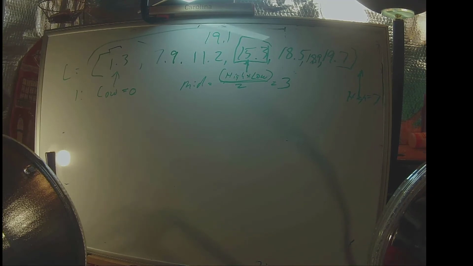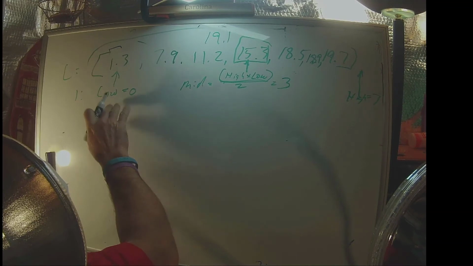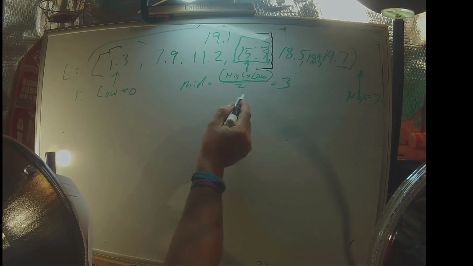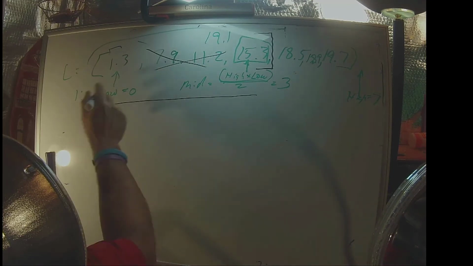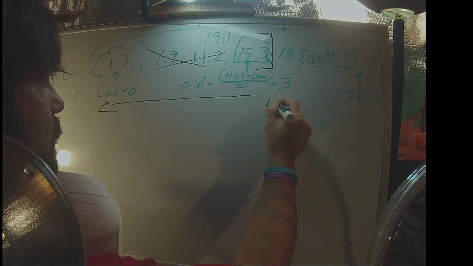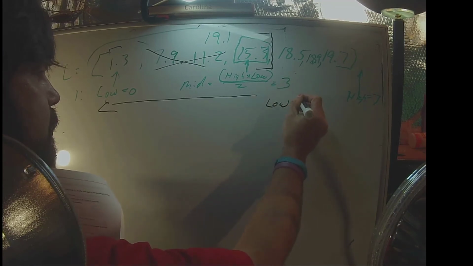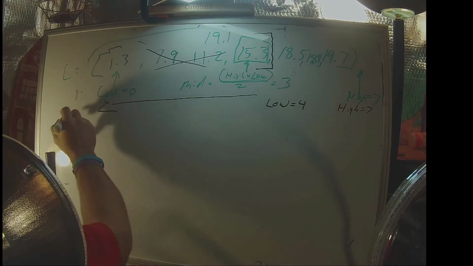Okay, so we take our 19.1 and we look. Is 19.1 greater than the midpoint or less? Is 19.1 greater than the midpoint? Well, 19.1 is greater than the midpoint, so that means that we can eliminate everything from here down. That just goes away. And to do that, what we do is we move low up to the midpoint plus 1. So our midpoint was 3, so low now equals 4. High still equals 7. We haven't moved it. We're on step 2.